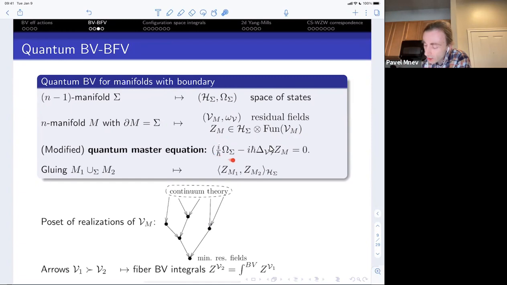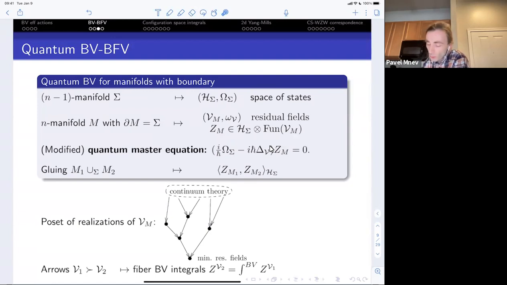The main structure relation is a quantum master equation modified by the boundary term. In the absence of boundary, it's just the usual quantum master equation, that the partition function is killed by the BV Laplacian on residual fields. But in the presence of boundary, this differential is changed by this boundary differential. And in the absence of residual fields, this is the quantum statement of gauge invariance, that omega kills the partition function. And here we have a mixture of both.